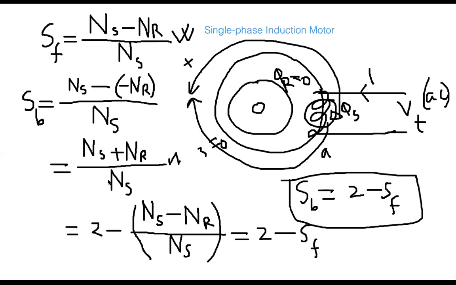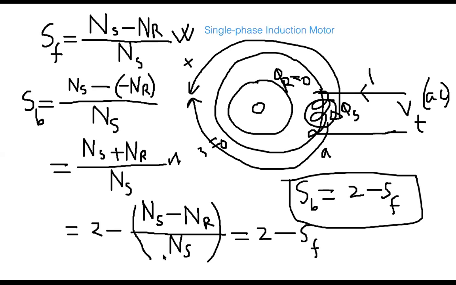Instead of leaving it in that format, because if you leave it in that format, then you cannot tell what the relationship is with the SF, the forward slip. That's why I'm trying to show that the forward slip definition is NS minus NR over NS. That's why I wrote, you see, this thing you can write in that way, 2 minus this one. So do you see that the meaning is the same? The value is the same, this line and this line. Now I can see.